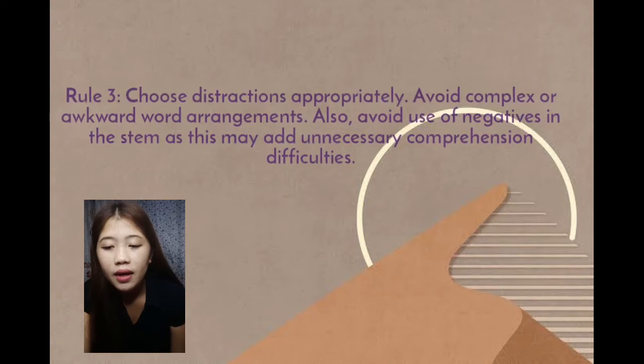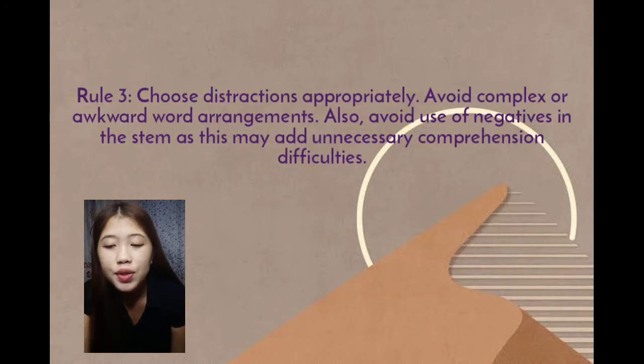The third rule is choose distractors appropriately. Avoid complex or awkward word arrangements. Also, avoid use of negatives in the stem as this may add unnecessary comprehension difficulties.